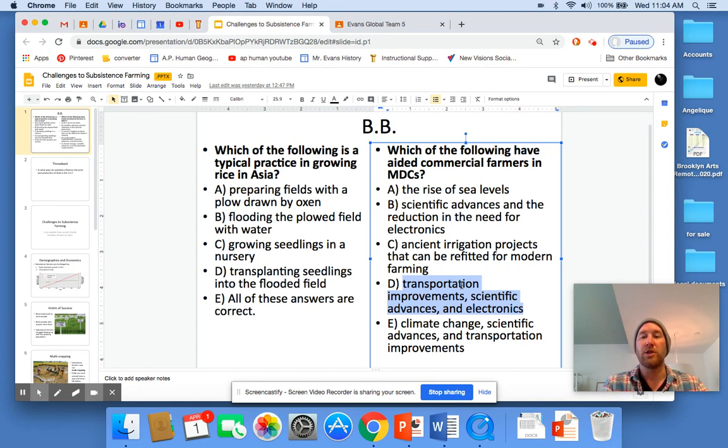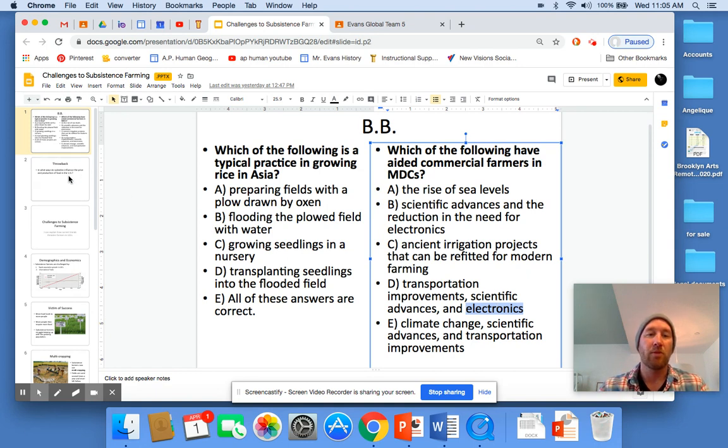Transportation, we talked about refrigeration, revolutionizing the farming industry. Scientific advancement, this is the green revolution. And electronics are things like tractors on GPS right now and irrigation systems that are on remote sensors, all of which help farmers grow more food.